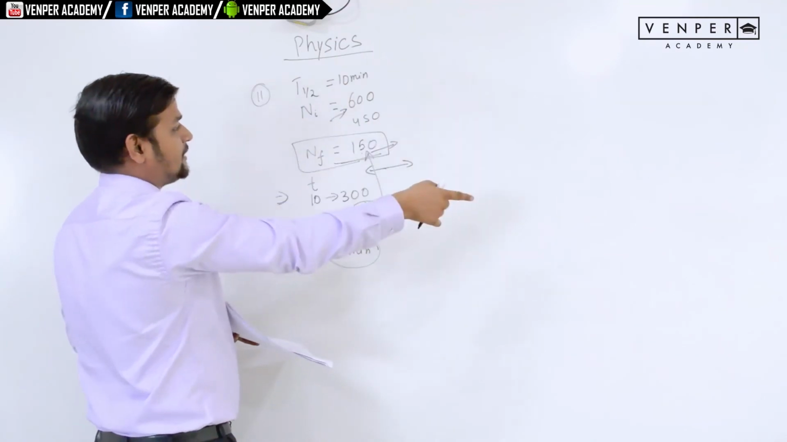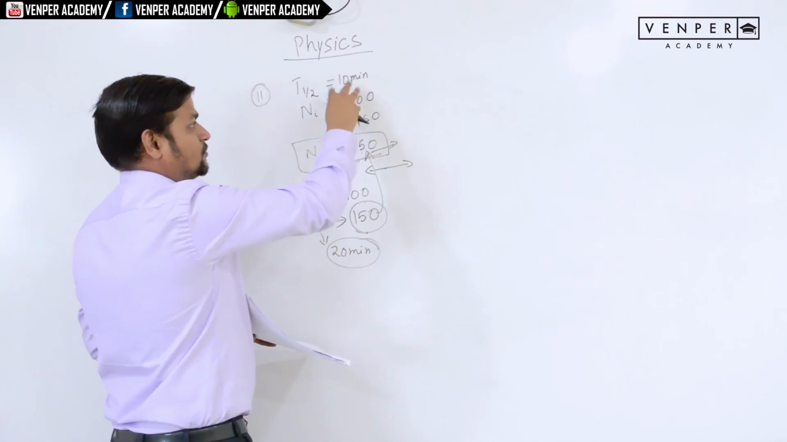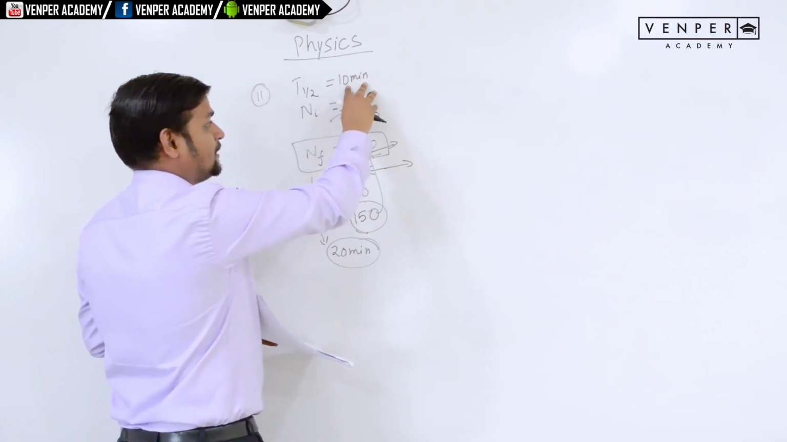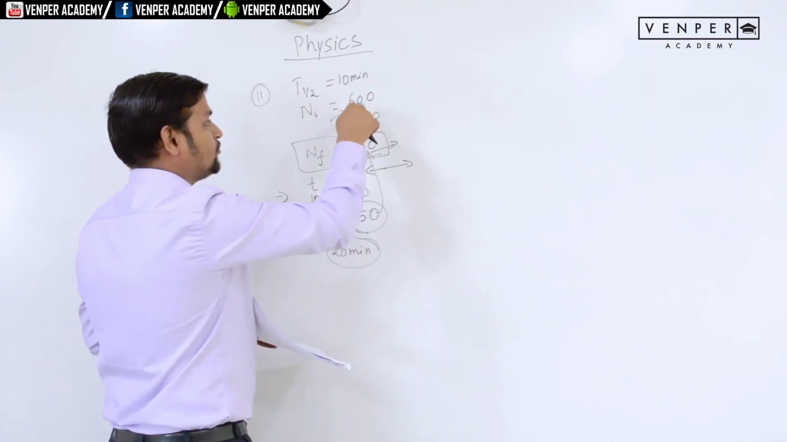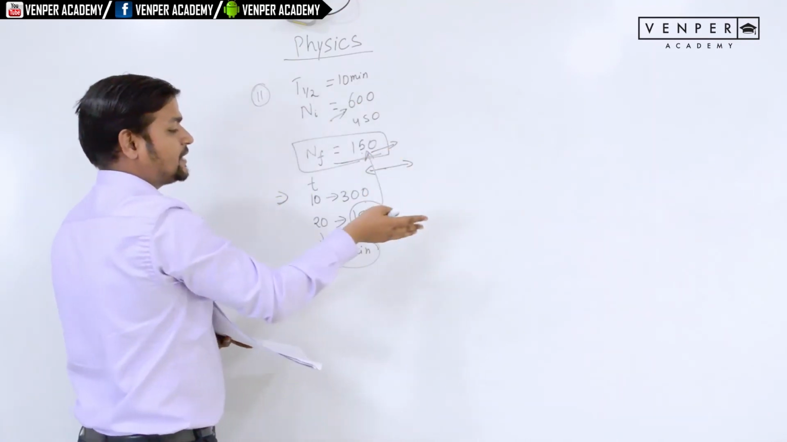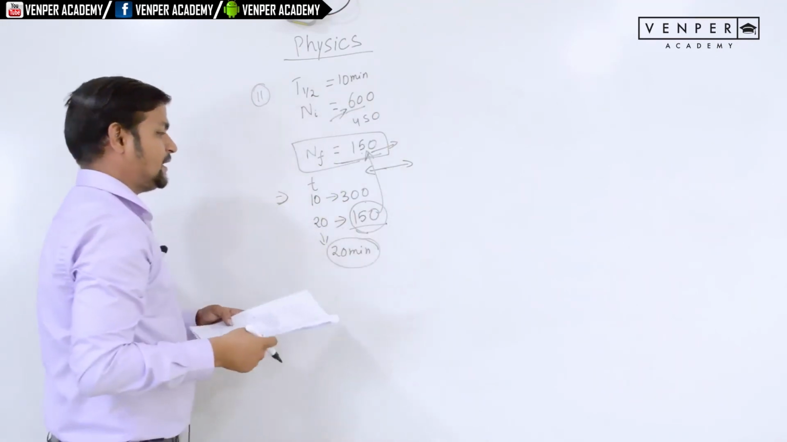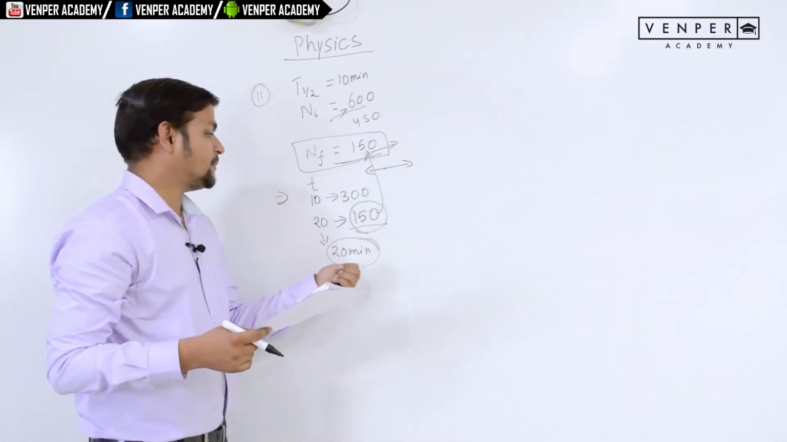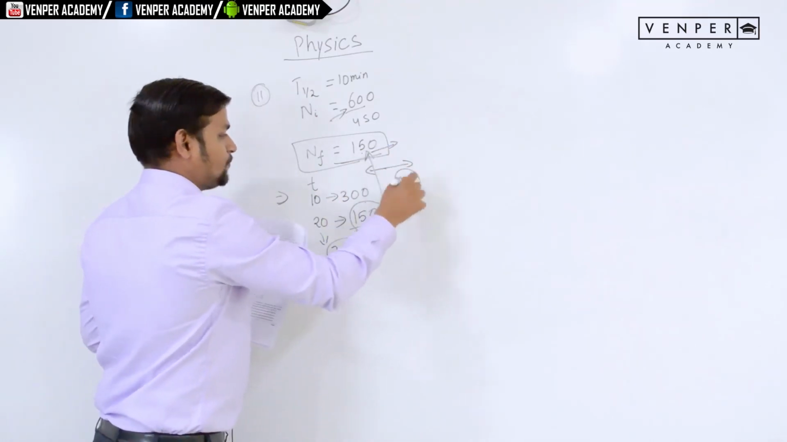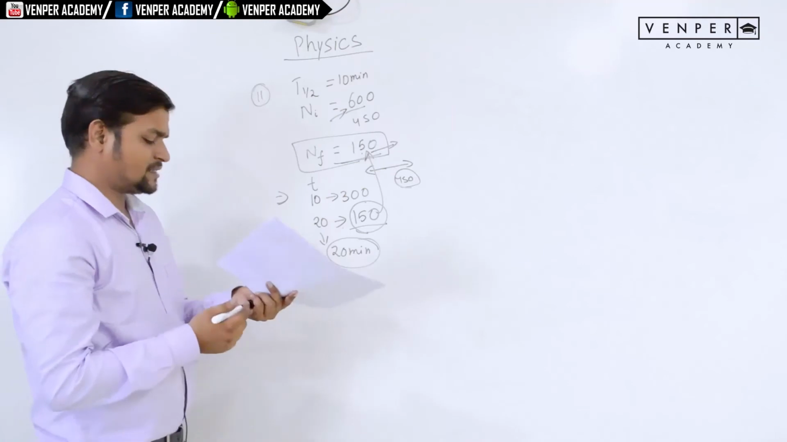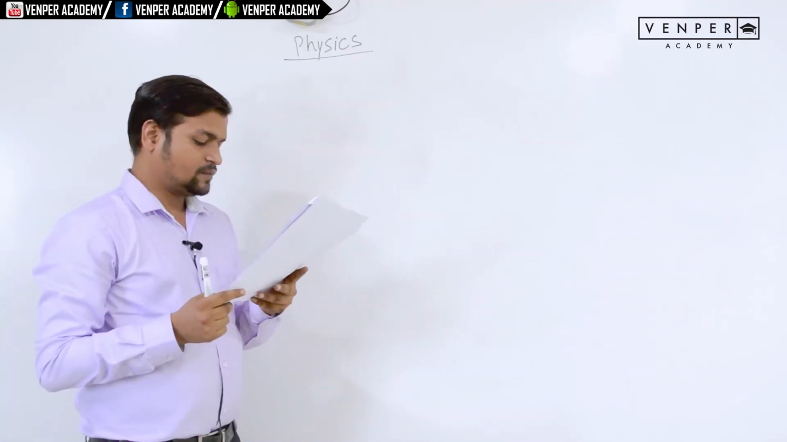So after 10 minutes, this number of nuclei 600 becomes, what is the amount of nuclei left after 10 minutes? 300. Then again after another 10 minutes, the number of nuclei left is half of that 300, which means 150 only. So it will take 20 minutes for the disintegration of how many nuclei? 450 nuclei. So here you can directly say that answer is 20 minutes.